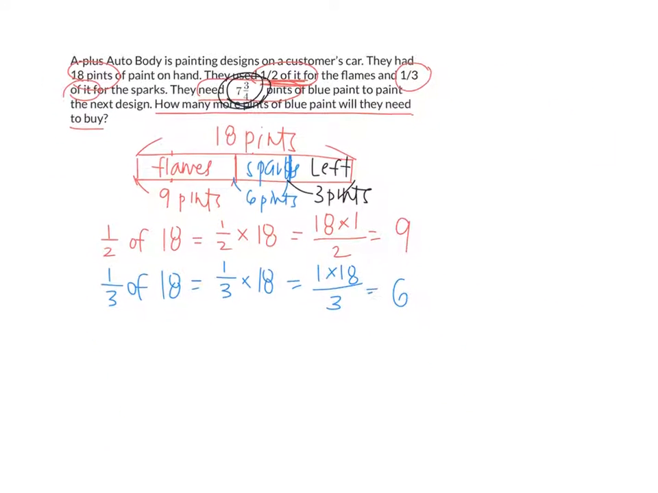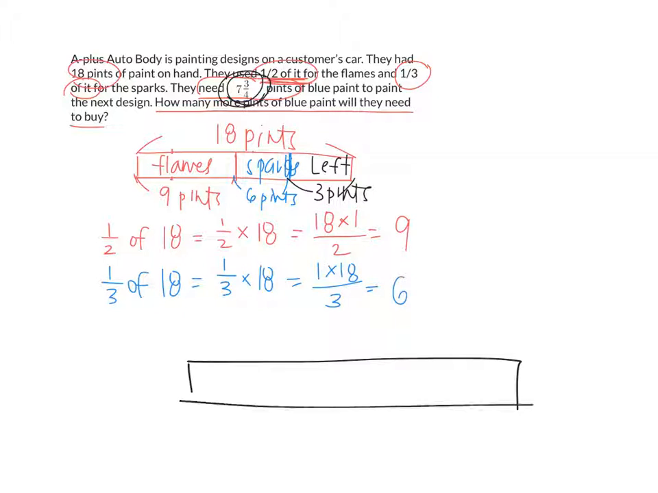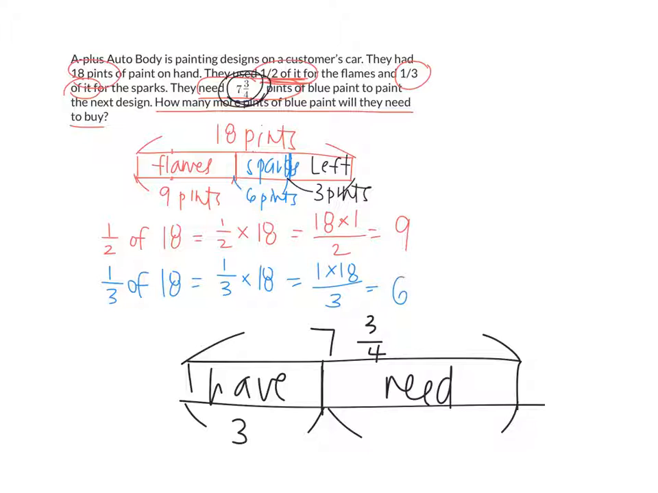No, let's draw another tape diagram. So we can show that what they need is 7 3/4 pints. Okay. How much do they have? They have 3 pints. And so what they need still is 7 3/4 minus 3. Do you see that? So how much more do they need? 4 3/4 pints is what they need.